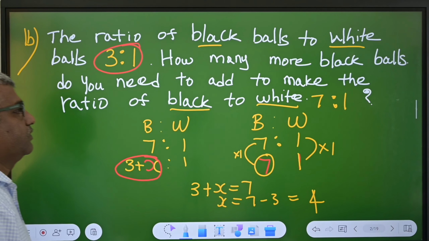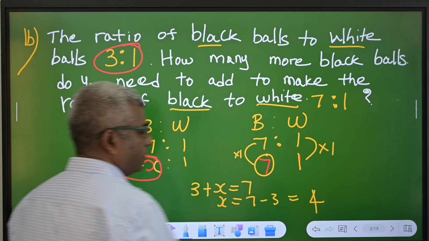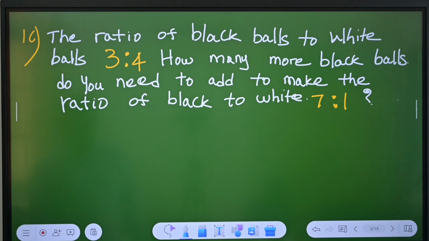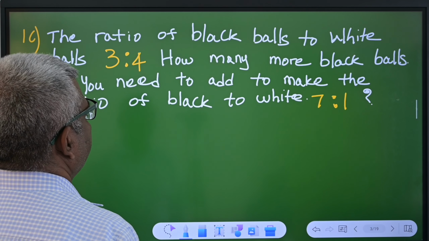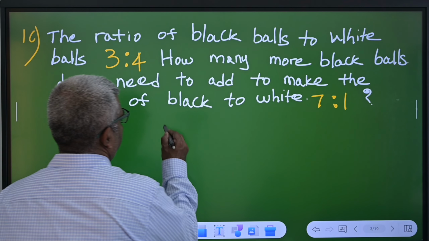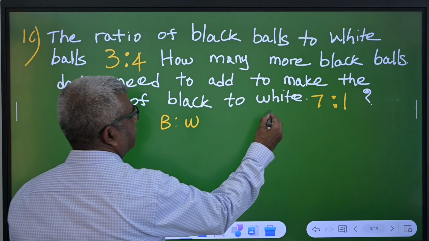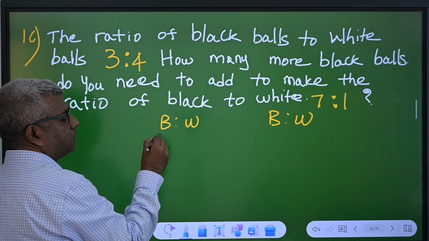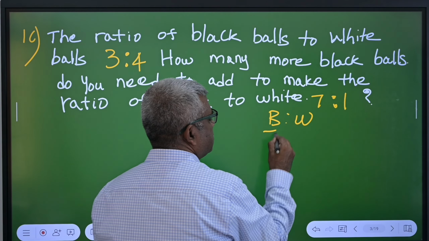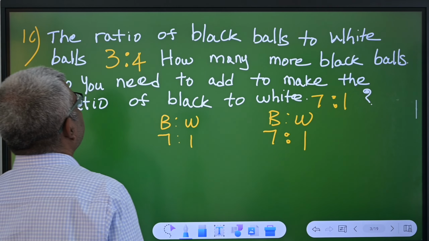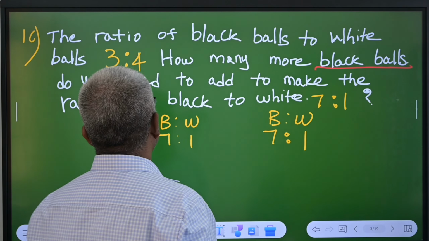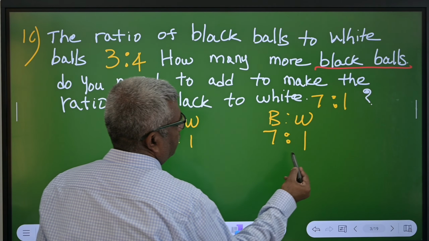Copy down, students. 1C. The ratio of black balls to white balls is 3:4. How many more black balls do you need to add to make the ratio of black balls to white 7:1? The same way, black is to white, black is to white. Here what to put, new ratio or old ratio? New. 7:1, 7:1. Okay, how many more black balls? So here what to put? 4.